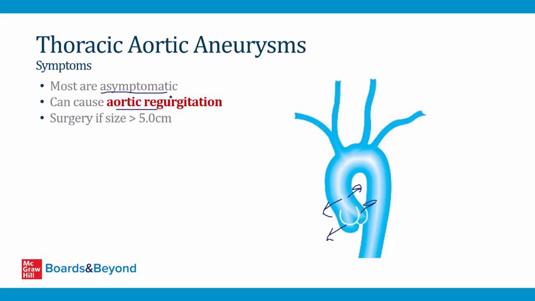And clinically, when we identify one of these aneurysms, we usually monitor them. If they get over 5 centimeters in size, that's about the size when surgery is recommended. The surgery is to replace the aorta with a graft, and that's done to prevent it from rupturing or causing an aortic dissection, which we'll talk about in a minute.